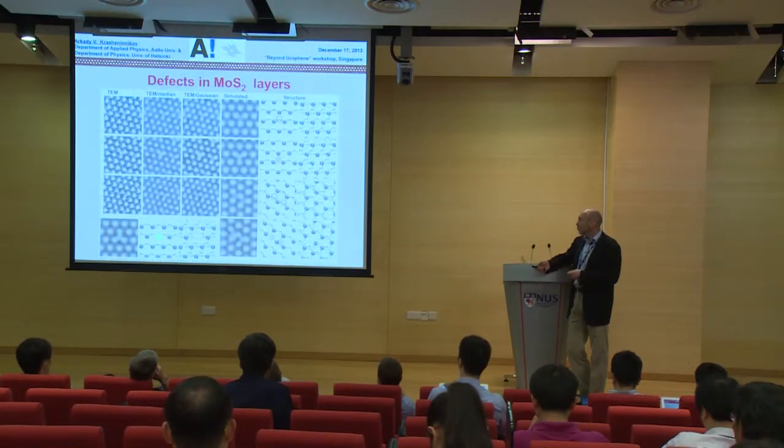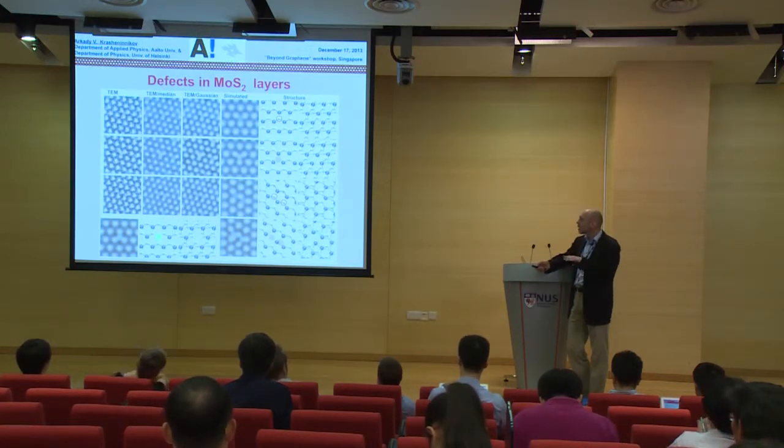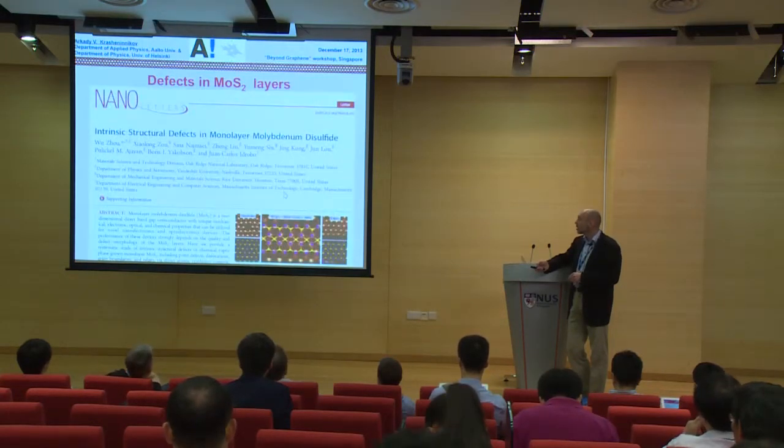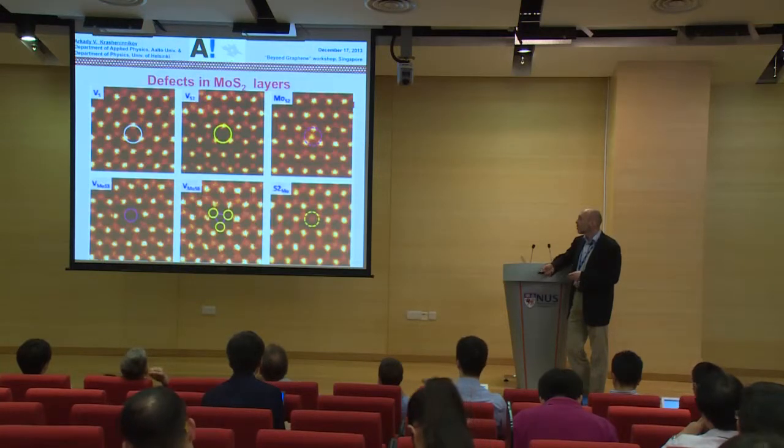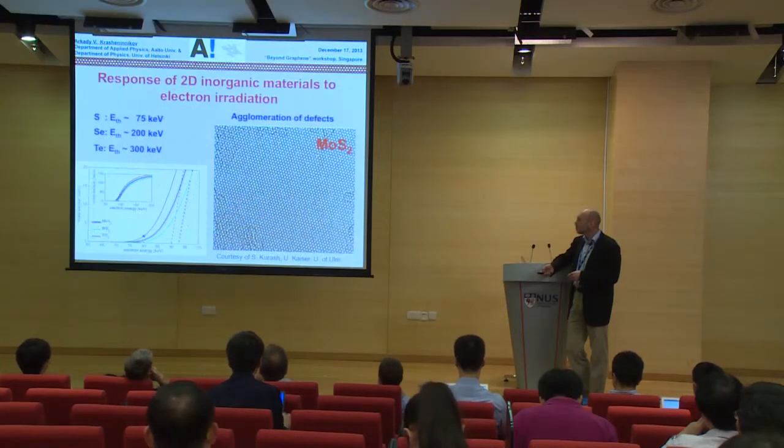Okay, so these are examples of various defects which appear under the electron beam. Different single vacancies, on top of each other or in different places in molybdenum disulphide. Pretty similar results were obtained recently by another group. Here are examples of the same defects from their paper.